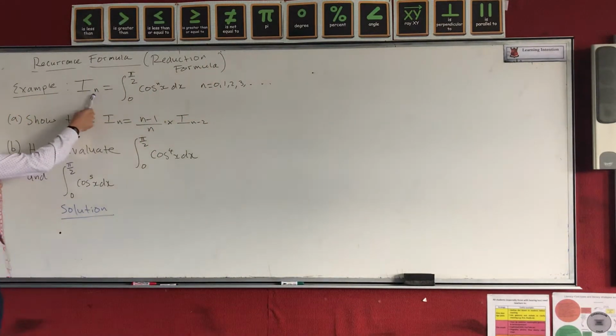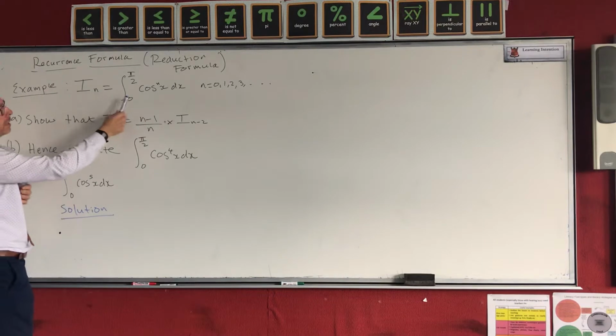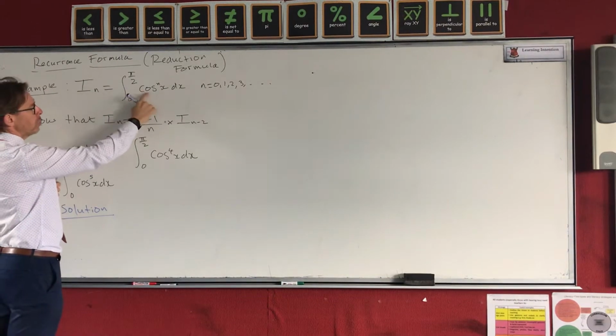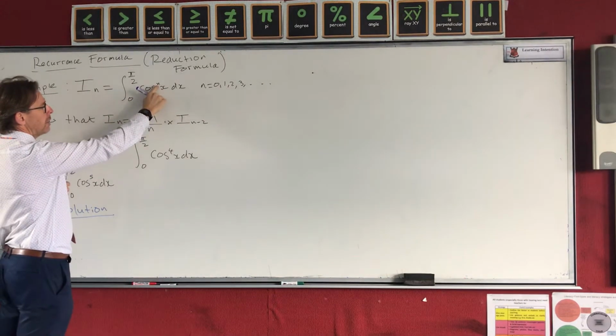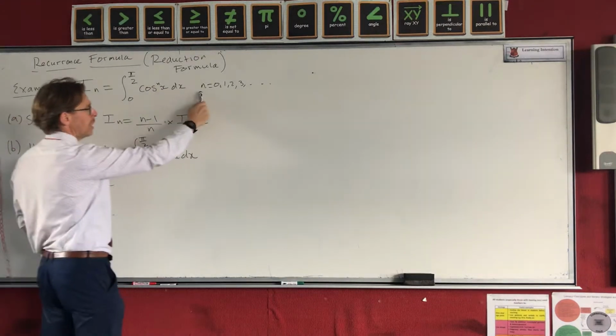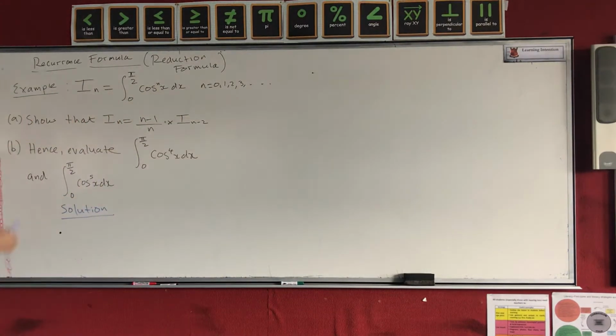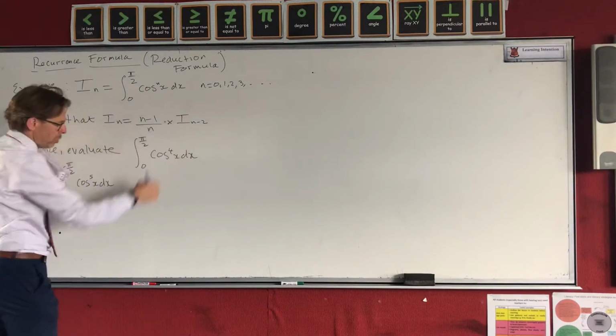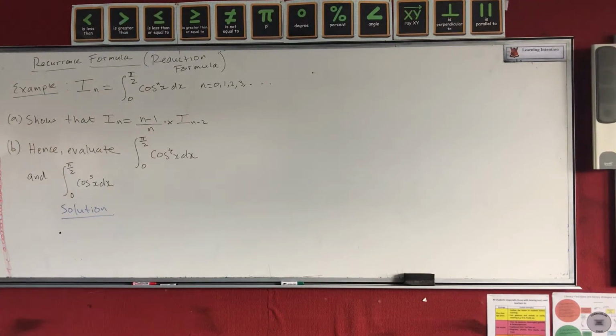We've got the integral formula In is equal to the integral from 0 to pi on 2 of cos^n x dx, for n equals 0, 1, 2, 3, etc. We're going to show that this is true. Okay, so let's start off with the first part before we get to the second part. So let's have a look at this one.